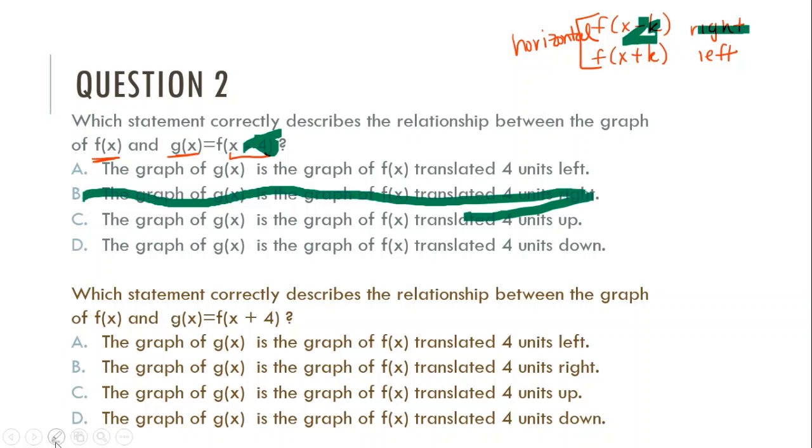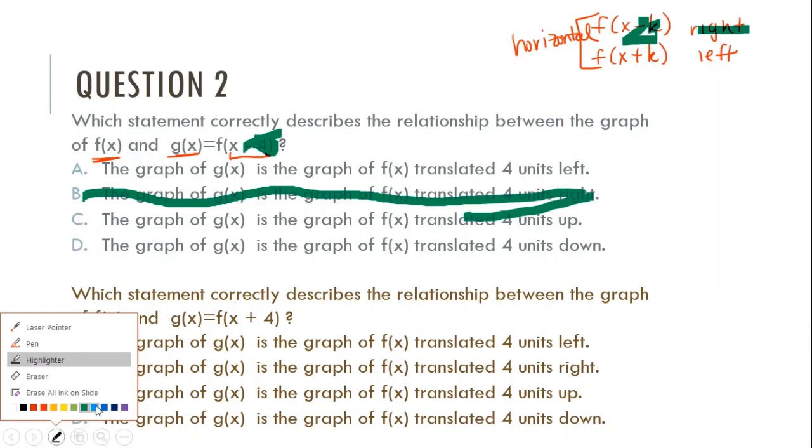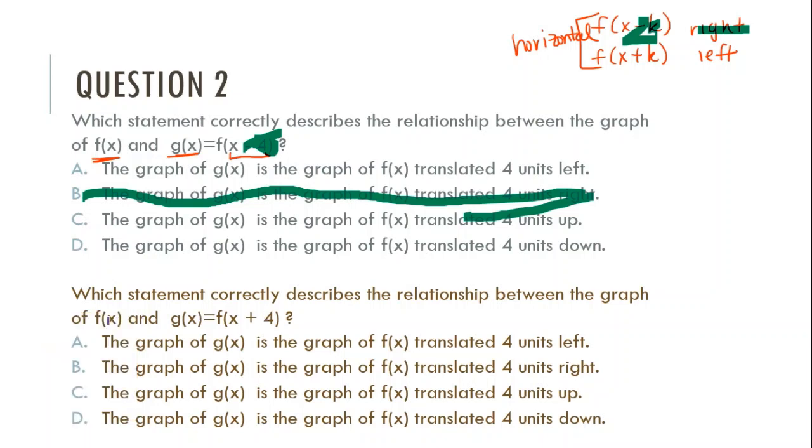Okay, so then if I look at this bottom example here, it asks me which statement correctly describes the relationship between f of x and then the graph g of x, but this time I'm adding 4 to my input. So when I add to my input variable, I'm actually moving left, they're opposite, and I'm moving 4 units to the left. So A would be my correct answer.